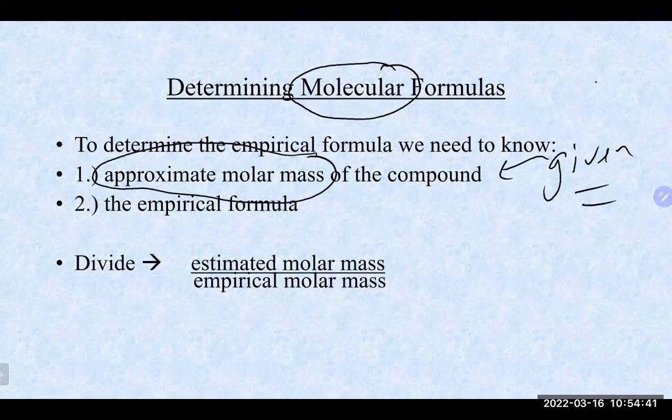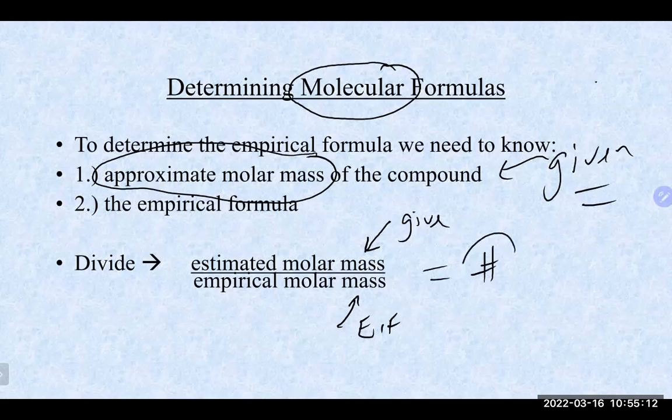Somewhere in the problem, they will say, hey, this guy has a molar mass of 100 grams. They may even say this guy has a molar mass somewhere between like 90 and 100. They may actually give you a range. But somewhere in the problem, they'll give you some information about the molar mass of the actual compound, of the molecular formula. And what you do is you take the molar mass that they give you, you take the molar mass of your empirical formula, and you divide them. When you divide them, it will give you a number. And this number is basically the factor by which you multiply the empirical formula to get to the molecular formula.